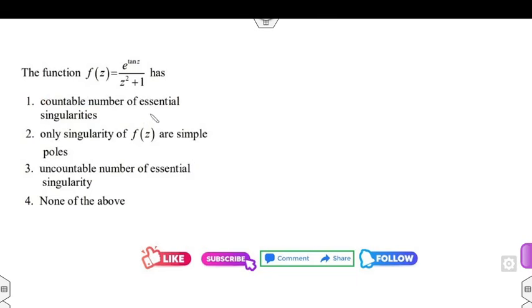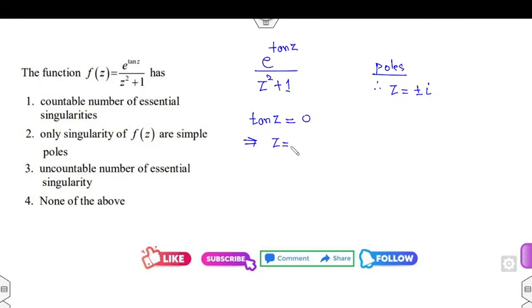Now, it's an essential singularity. Clearly, e raised to the power of tan z. If you look at the pole, that is only for the denominator, which means z is plus or minus i. But if you look at this, I can find the singularity of tan z. What is the singularity of tan z? I can substitute the denominator as 0, which means z will be n pi.